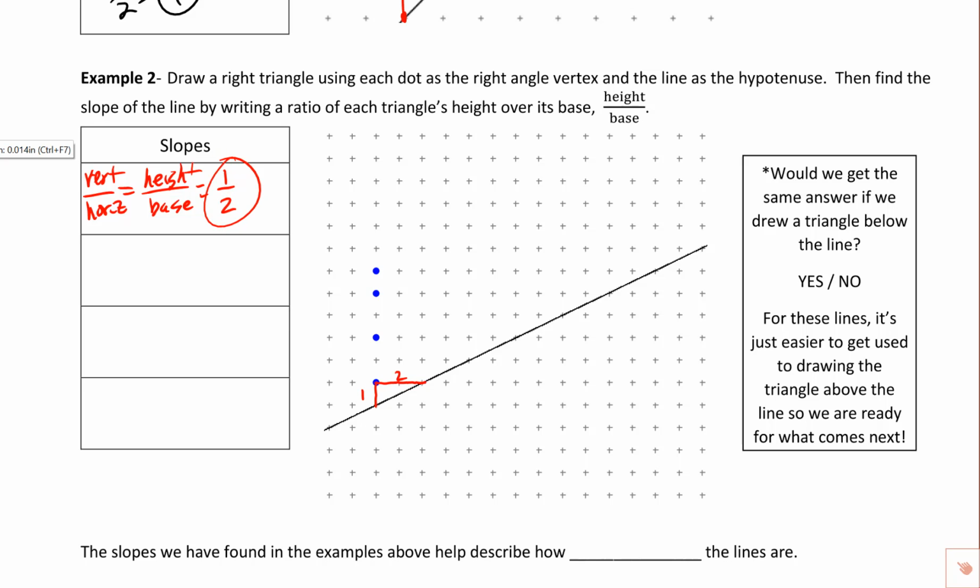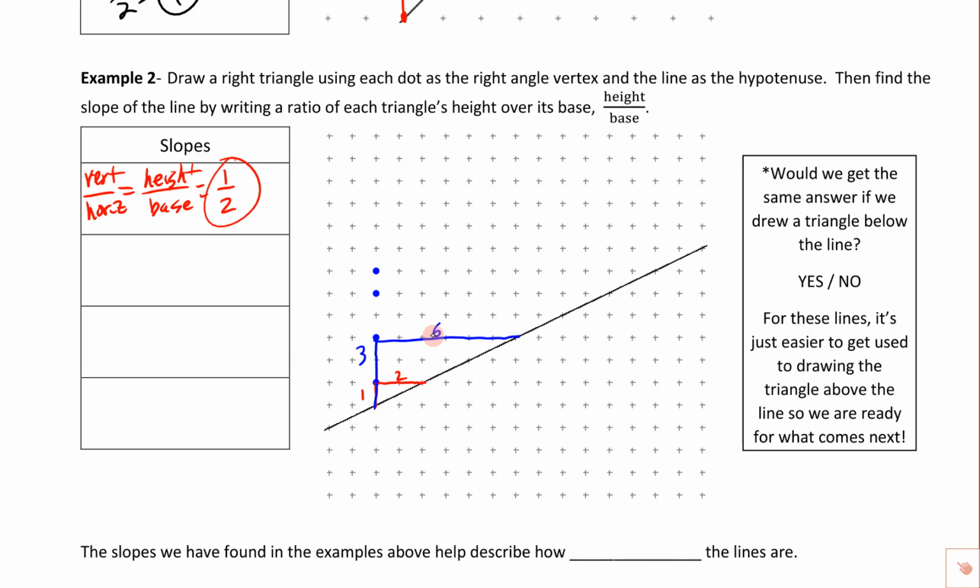Okay, change colors here. I'm going to go to the next one. So this would be all the way up to there and all the way over to there. Okay, so let's count. 1, 2, 3. So I'll put a 3 right here. 1, 2, 3, 4, 5, 6.